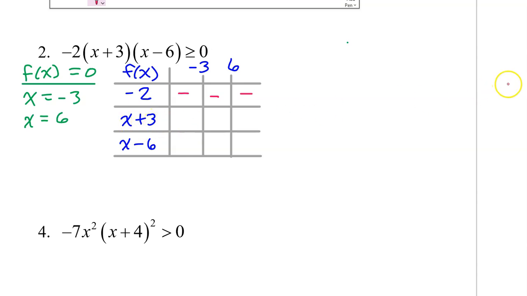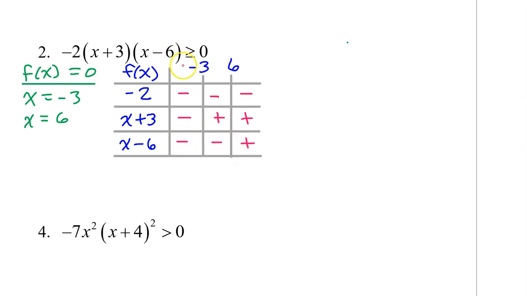The factor of x plus 3 gave us the zero at negative 3. This factor will be negative to the left and positive to the right of negative 3. x minus 6 gave us the zero of 6. This factor will be negative to the left and positive to the right.